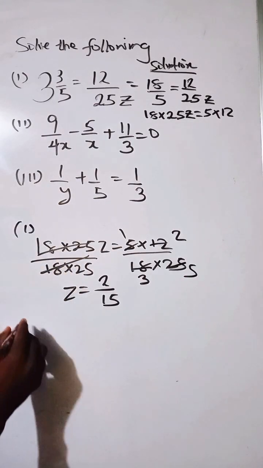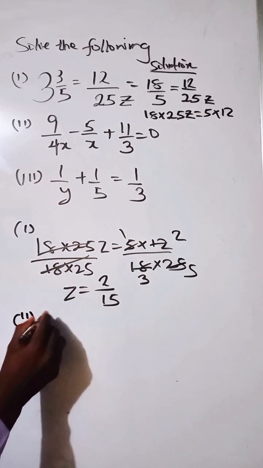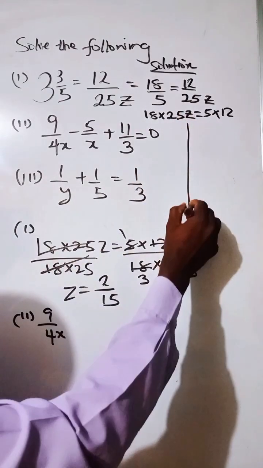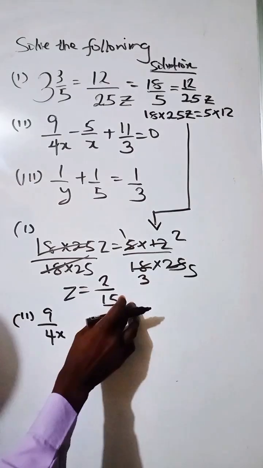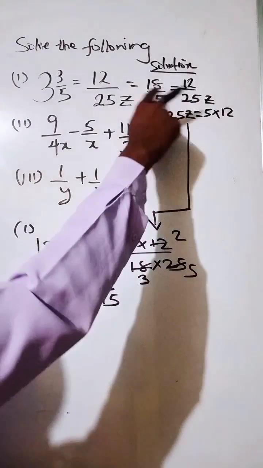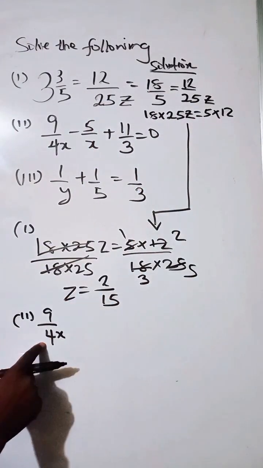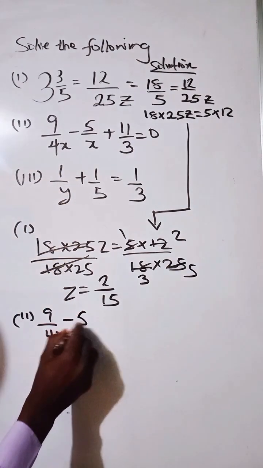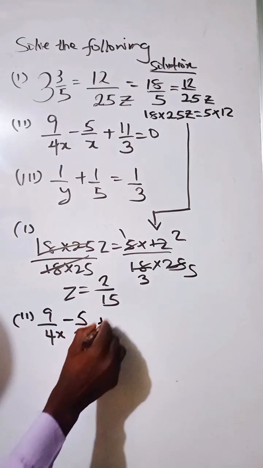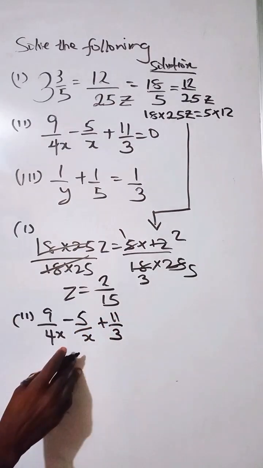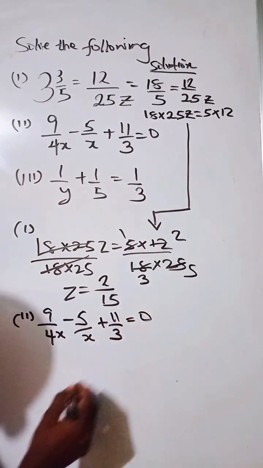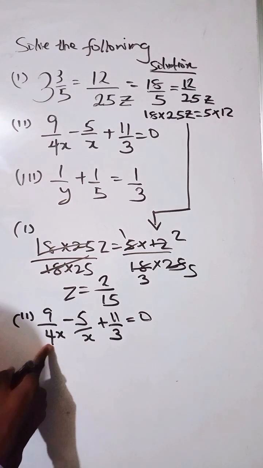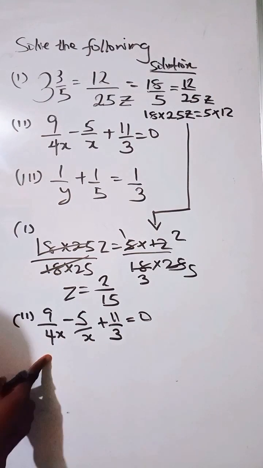For the second question, we have this as 9 over 4x. Okay, so this one is the continuation of this first one. So for the second question, we have 9 over 4x minus 5 over x plus 11 over 3 equals 0. So we can easily look for the LCM of 4x, x, and 3. So this should be 12x.